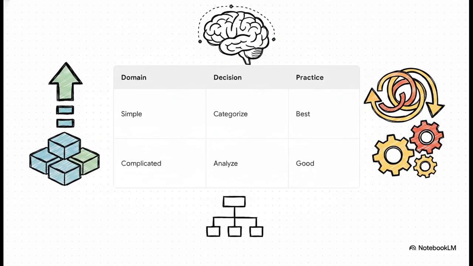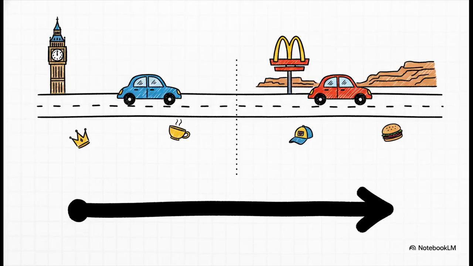Let's break them down. In the simple or obvious domain, the rules are self-evident to literally any reasonable person. Nobody disputes it. Think about driving, for instance. In the UK, you drive on the left. In the US, you drive on the right. There's no debate. So the decision model here is super efficient. You sense what country you're in, you categorize it, and you respond by driving on the correct side of the road. Standard operating procedures and rigid rules thrive here.